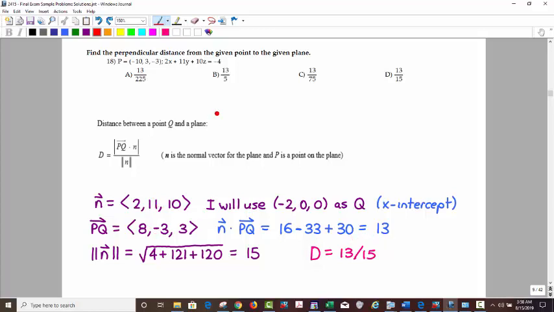And then we take the magnitude of this normal vector, which works out to be 4 plus 121 plus 100. Okay, let me fix this typo right here.